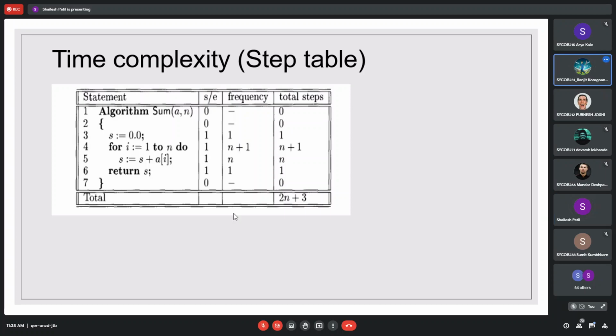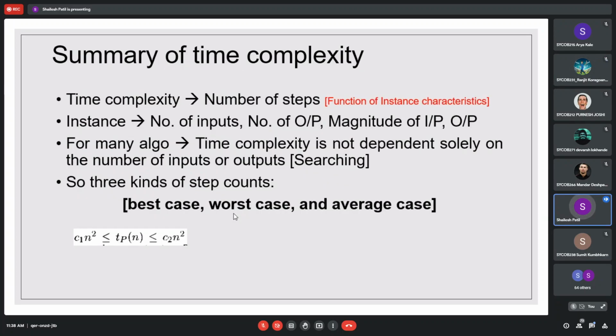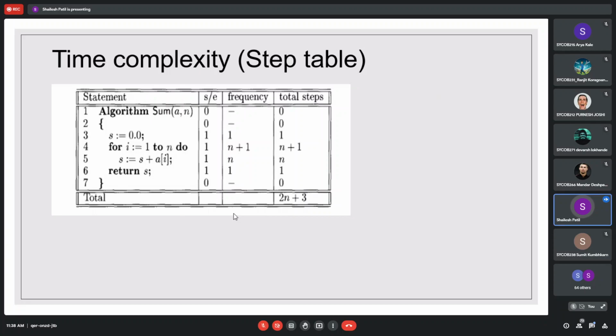Yes, sir. Okay, so now we'll move forward. So basically the time complexity, as we have already seen, is the number of steps. So its time complexity depends on the number of steps. Already we have seen with this algorithm that there are 7 steps. So we are going to first calculate the steps for execution.